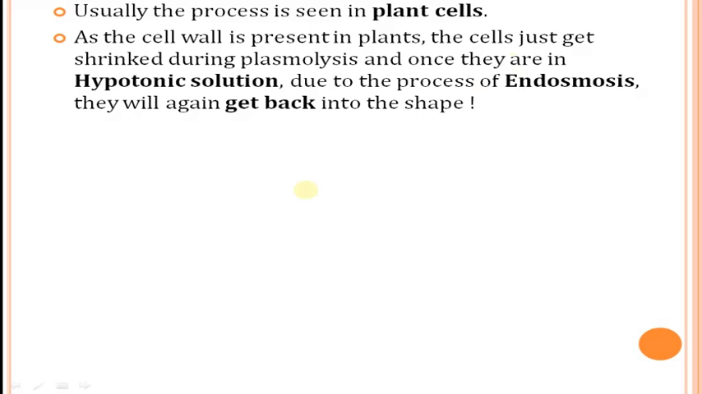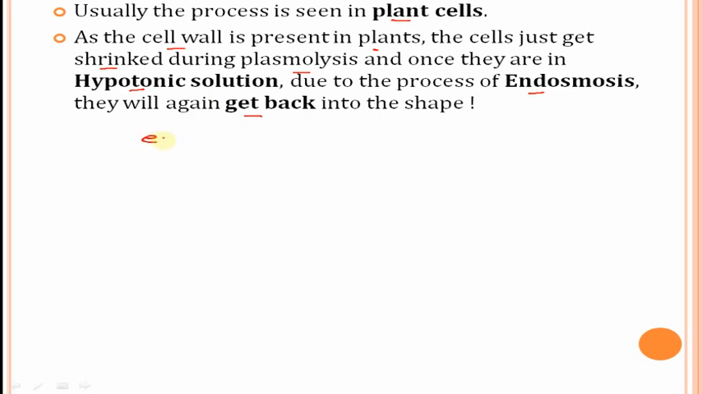As I just mentioned, the process is usually seen in plant cells. And as the cell wall is present in plants, the cells just get shrunk during the plasmolysis process. And once they are again in hypotonic solution, due to the process of endosmosis, they will again get back into the shape. That means that when I will put a shrunk cell inside a hypotonic solution, that means the solute concentration is less in the outer environment, the water will go inside the cell and the cell will get back into its normal shape. So this is the process of endosmosis where the water goes inside the cell.